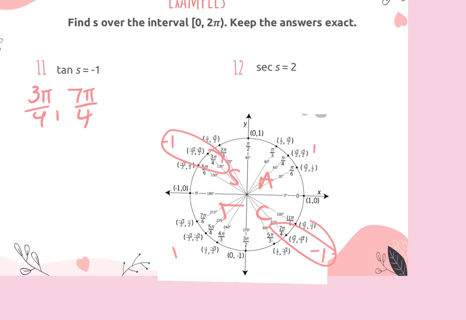And number 12, this would mean cosine of s equals 1/2. I need it to be positive and I need the x to be 1/2. That happens here and it happens here, at pi over 3 and 5 pi over 3.